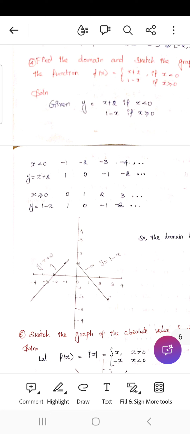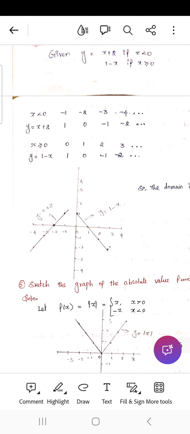Next is x greater than or equal to 0, x equal to 0, 1, 2, 3, etc. Substituting these values of x greater than or equal to 0 in y equal to 1 minus x, we will get the values 1, 0, minus 1, minus 2. Substitute these points in the graph and we will draw the graph.